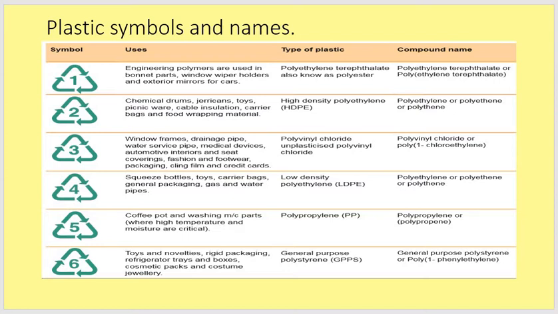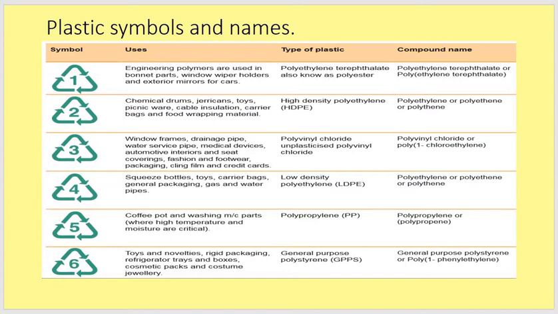Number 5, polypropylene. These are all quite similar. Poly at the beginning, P-O-L-Y, 1 L, not 2, so it's not a parrot, it means many. And number 6, general purpose polystyrene. And it does actually give you some examples of where it's used in the first column. I think this is actually quite interesting, but then I'm a scientist, so I would.